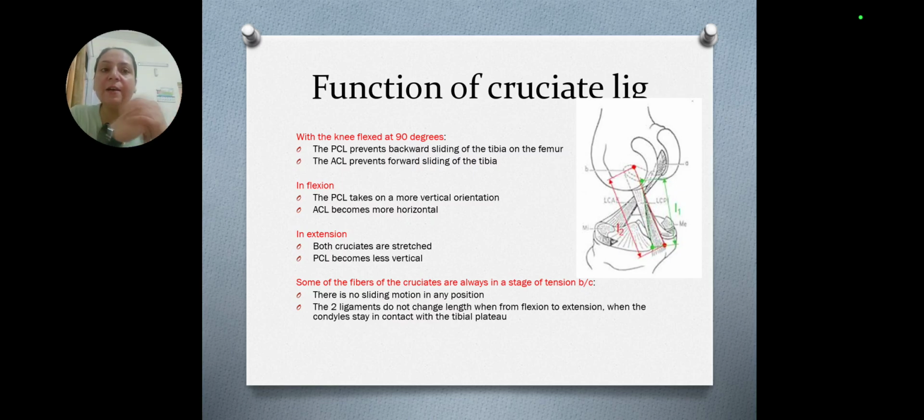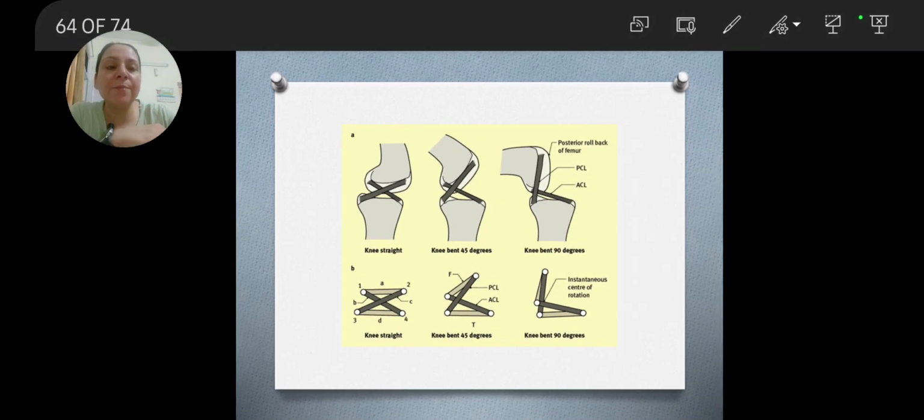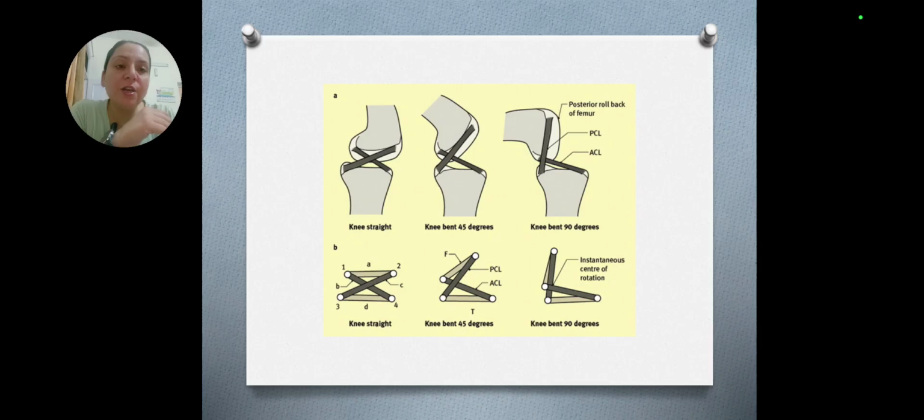Second is about the orientation. In flexion, the PCL is almost, I want to show another figure. Yes, this is the one. This I wanted to show you earlier also. Now if you see, if the knee is extended, you can see both are taut. That means both the ACL and PCL. This one is the ACL and this one is the PCL.